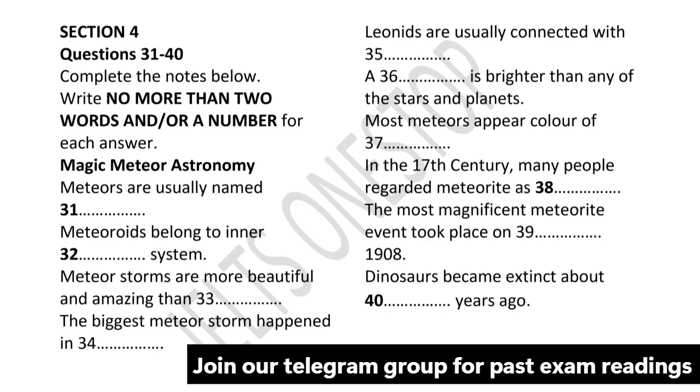Concentrations of material within the swarms may produce better than average displays in some years, with rates of hundreds per hour, and we are treated to a truly amazing display in which thousands of visible meteors can be seen for a brief period. The phenomenon is called meteor storms, which are more magnificent than meteor showers. Aha! That's wonderful! Definitely.